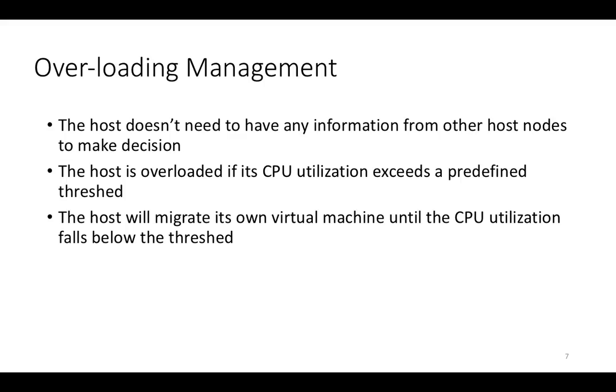The overutilization management is straightforward. The host doesn't need to have any information from other physical host nodes to decide when it is overloaded, so it can be done completely locally. We can define a threshold value for utilization. If the host exceeds this value, the host node is overloaded. In this situation, one or more virtual machines will be migrated until the utilization falls below the threshold. In our paper, we used a static threshold and also a random strategy for VM selection.